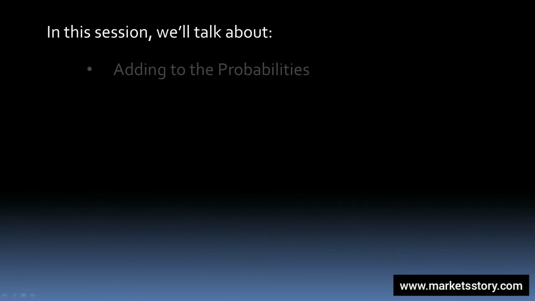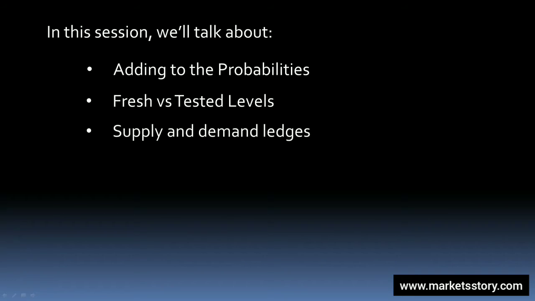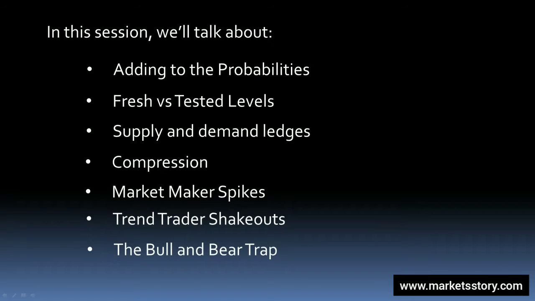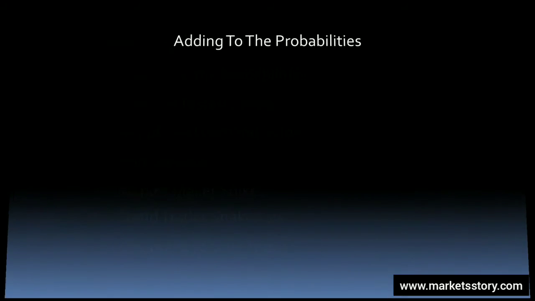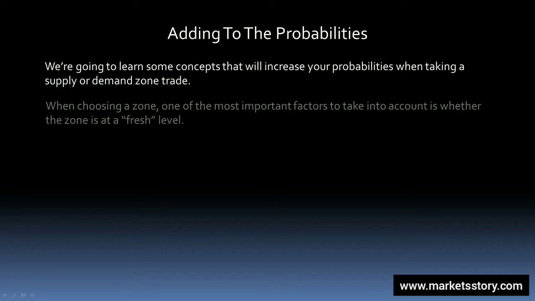This session we'll talk about adding to the probabilities, fresh versus tested levels, supply and demand ledges, compression, market maker spikes, trend trader shakeouts, and the bull and bear trap. We're going to learn some concepts that will increase your probabilities when taking a supply or demand zone trade.